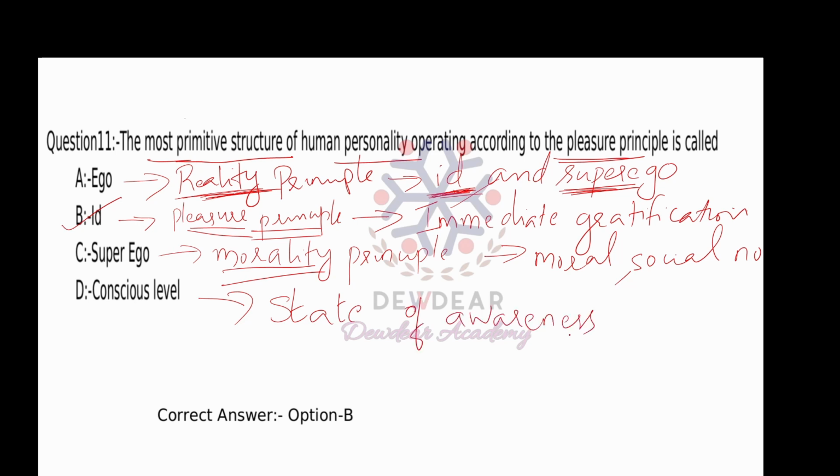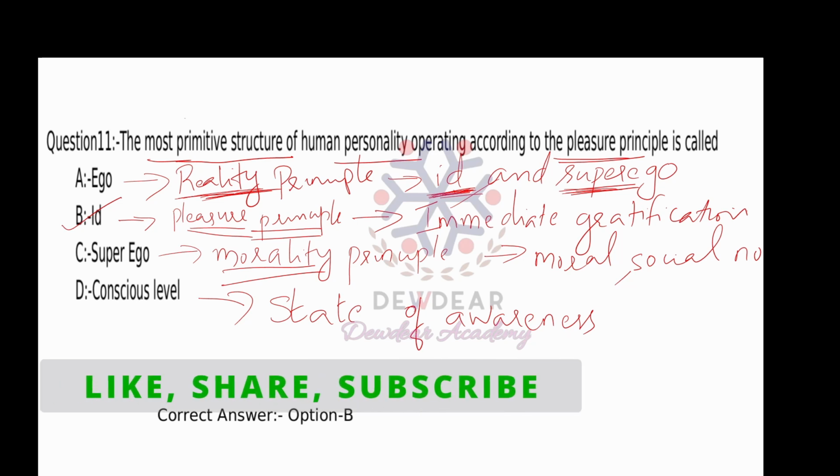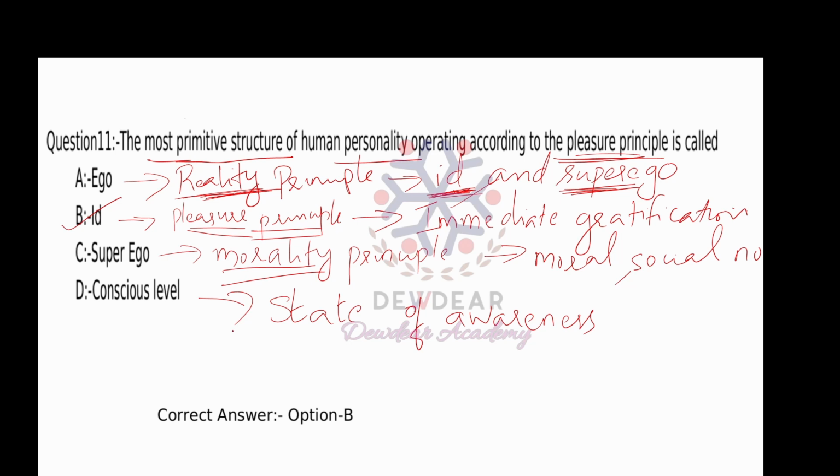It is a state of awareness in which the individual can process information actively, and conscious thoughts are influenced by all parts of the personality, the id, ego and superego, but we cannot say it is specifically related to the pleasure principle.